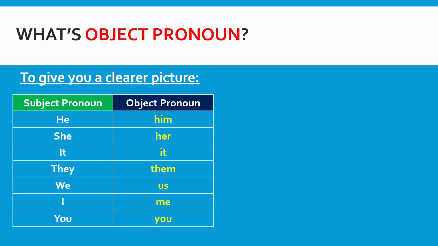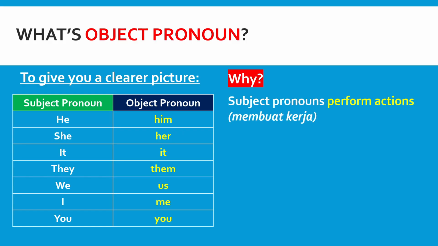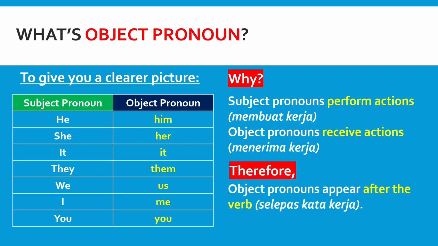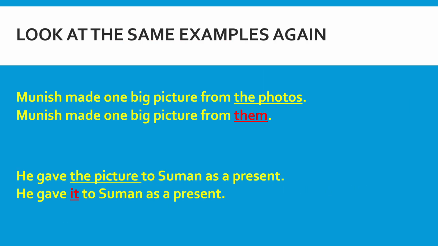So in this case, you might ask, teacher, how do I know if I'm using the subject pronoun or object pronoun correctly? Take note that subject pronouns only perform actions, whereby object pronouns receive actions. Therefore, whenever we look at the sentence, object pronouns always appear after the verb. At the same time, it also works as a representation, like what we have gone through in the examples just now. Let's take a look at the same examples again.